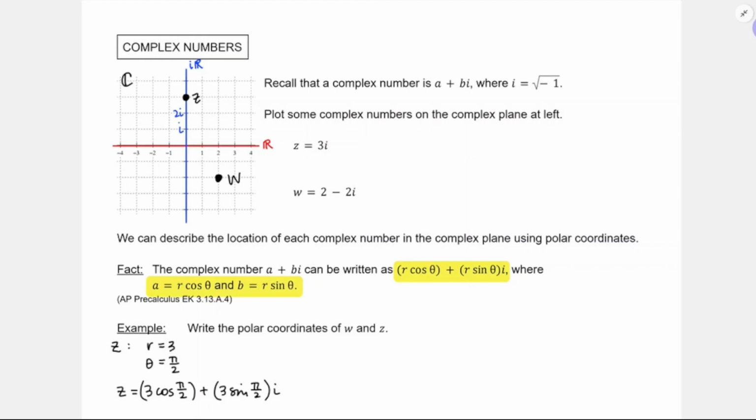And for w, r is going to be 2 root 2. You could either believe me on that, or you could do r squared equals x squared plus y squared. I think you should either see why that's true or convince yourself of it. Don't just take it on faith. But theta is looking like 7 pi over 4. So for w, I can use r cosine theta plus r sine of theta times i and write an expression that is equivalent, in polar coordinates.